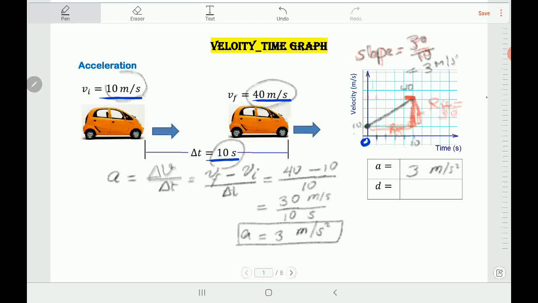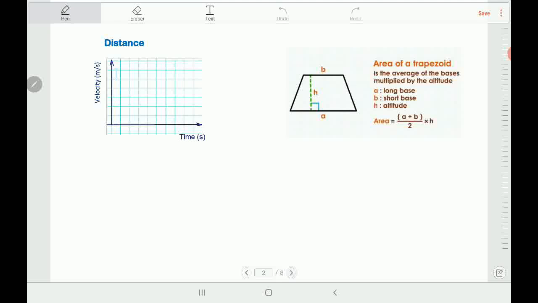Okay, I would like to remind you that we want to learn how to calculate the acceleration and the distance traveled by the car. Now let's go for the calculation of distance. I will sketch the same graph. If you remember, that was 10, and then after 10 seconds, that's 0, 2, 4, 6, 8, 10 seconds, and 10, 20, 30, 40. That's 40.